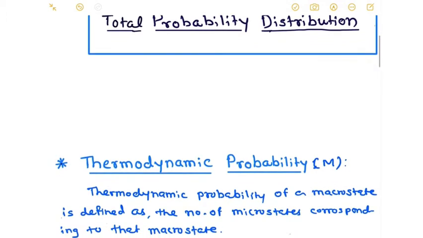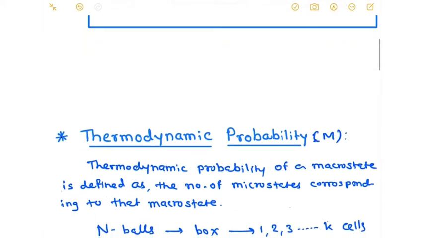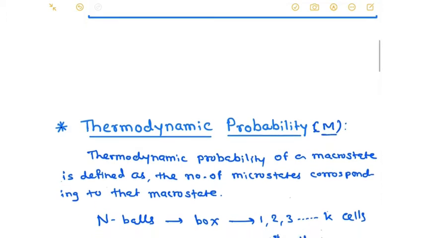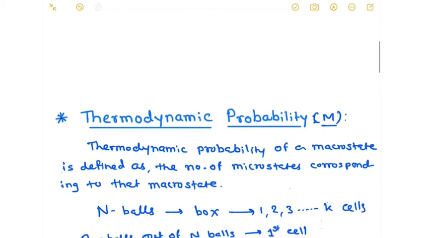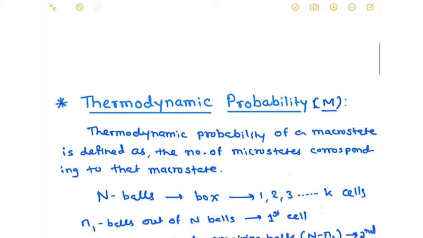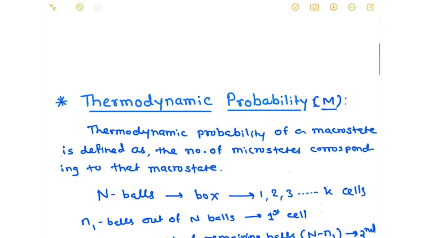Here we find another term, thermodynamic probability, which is denoted by M. Thermodynamic probability of a macrostate is defined as the number of microstates corresponding to that macrostate. Now, how do we get the number of microstates for a particular macrostate? That we discussed earlier by taking one example of 4 phase points distributed in 2 cells.